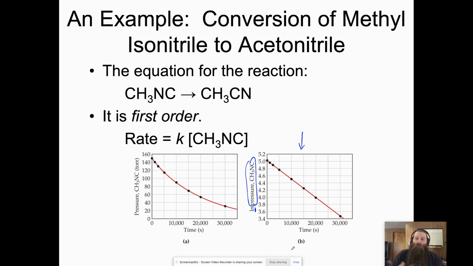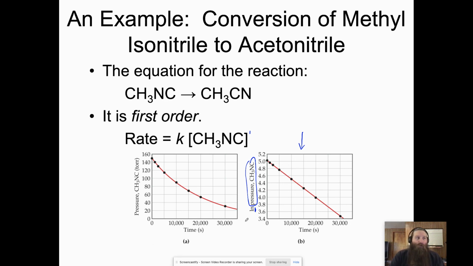And so now, since I know that, I can just write, hey, the rate is equal to K times the concentration of methyl isonitrile, and I know it's to the first power. All right, that's what we want to be able to do there. We want to be able to identify this data and relate it back.